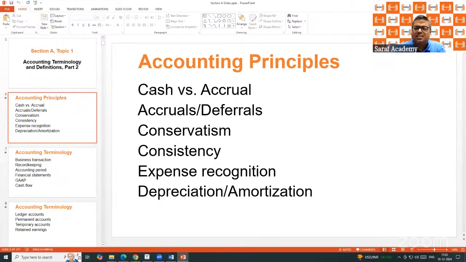Accrual means you can say that somebody has done a job for me, but I have not yet paid him. An employee is working with me, but the employee is not yet paid the salary. Deferral means the money is received, but the job is not done. The money is received from a customer, but the work is not done. Suppose I have received the tuition fees from all of you, but the training classes have not been given yet.